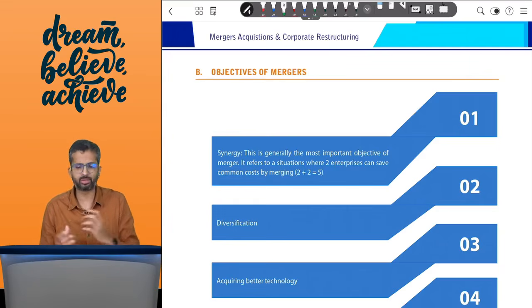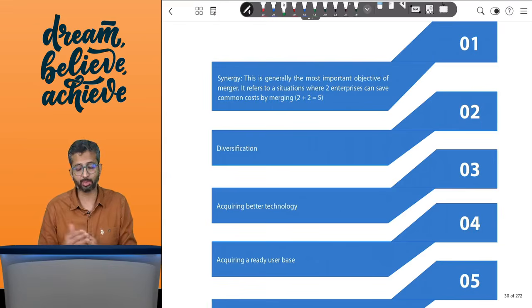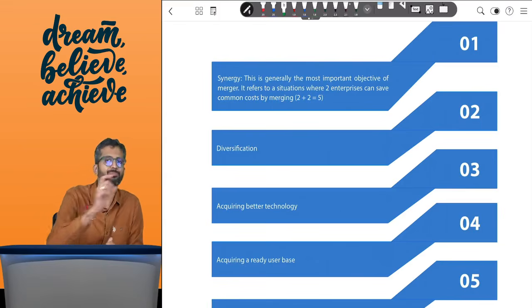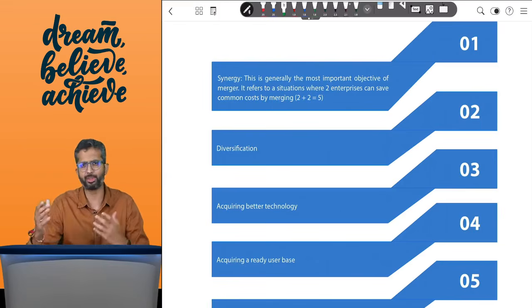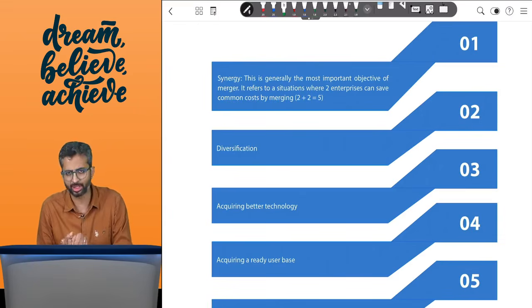Another very interesting objective of a merger can be increasing market price, where a high PE company acquires a low PE company and the market price can possibly change if the PE ratio were to remain the same.